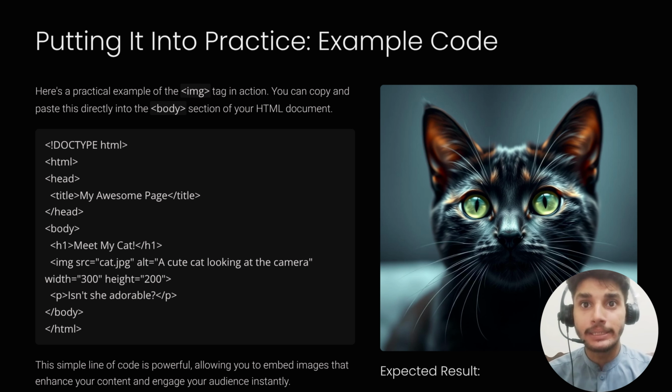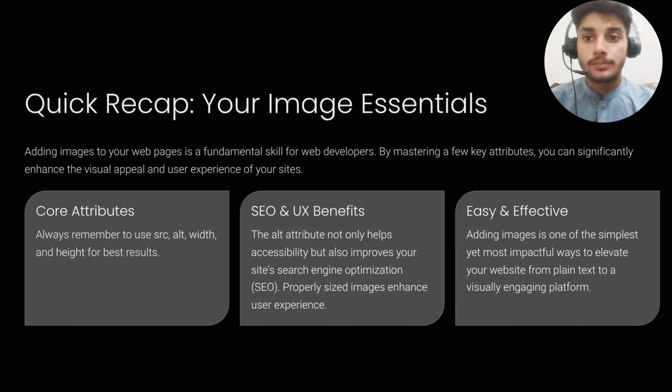If the image does not load, cute cat will be shown as alt text. Alt means alternative text. The width is 300 and height is 200 pixels. That's how simple it is to add images.